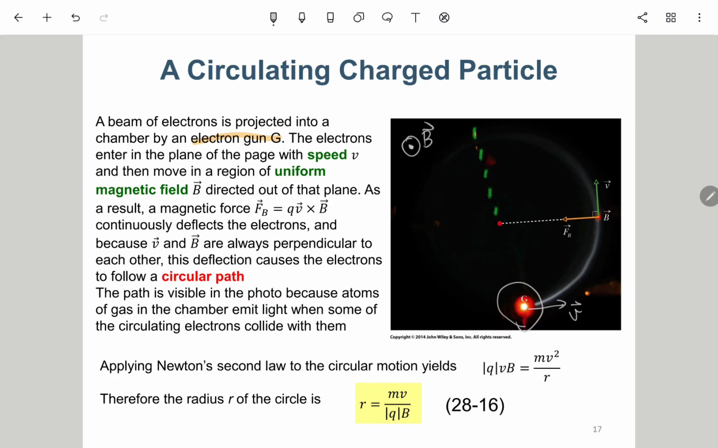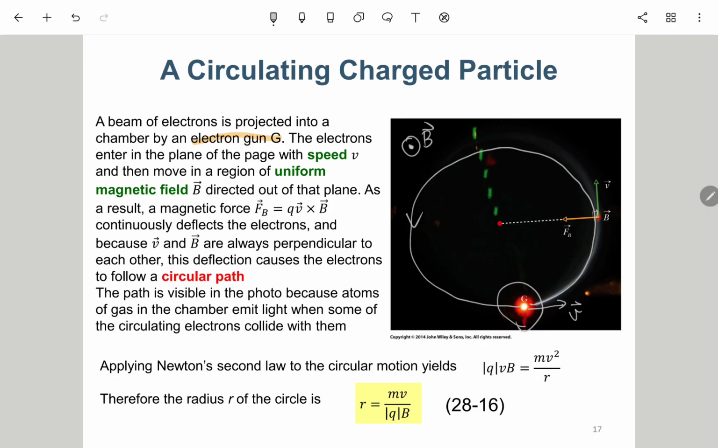As a result, the Lorentz force F_B continuously deflects the electron, and because v and B are always perpendicular to each other, this deflection causes the electrons to follow a circular path. So this is circular motion, from here to here to here, going back. I didn't draw it really well, but actually this is a circle. You assume it is a circle.